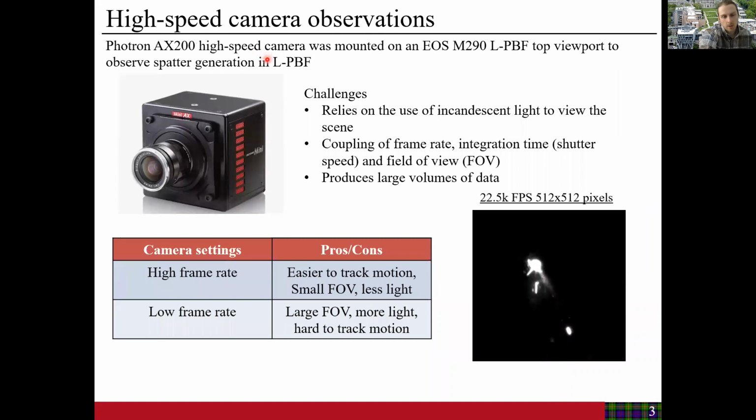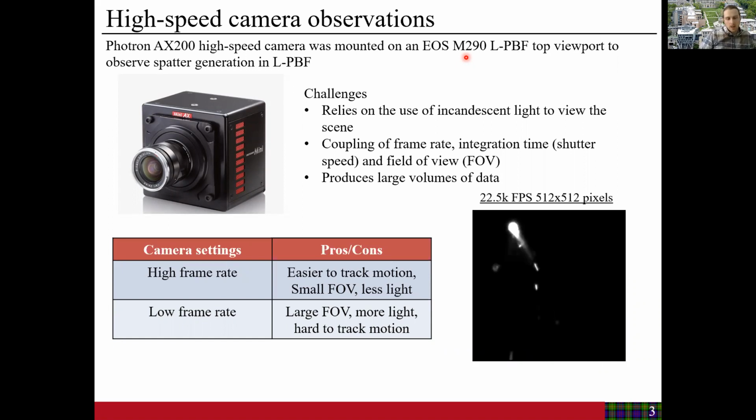And so the high-speed camera we're using here is a Photron AX200, and it's mounted on CMU's EOS M290 laser powder bed fusion system on the top viewport. The challenges with this setup is that we rely on the use of incandescent light to view the scene. That is to say, we only see the hottest material. We also have to deal with a coupling of frame rate, integration time, also known as shutter speed, and field of view. And lastly, we do produce a large volume of data when doing high frame rate recordings.